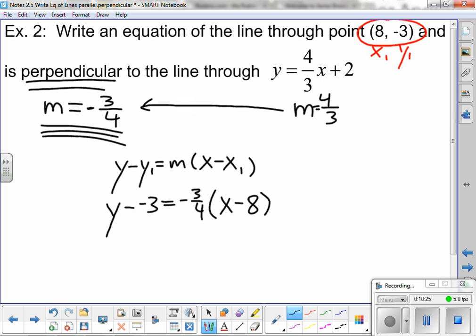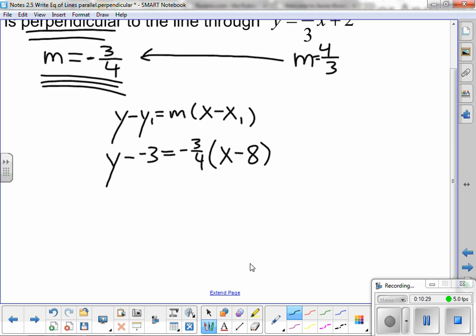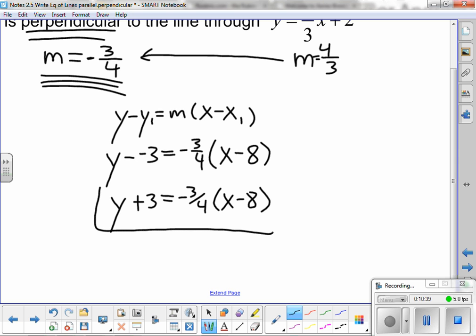Not quite done there just because you shouldn't leave a minus negative like that. So clean it up a little bit, simplify it. y plus 3 is equal to negative 3/4 times x minus 8. This is an equation of the line in point-slope form.